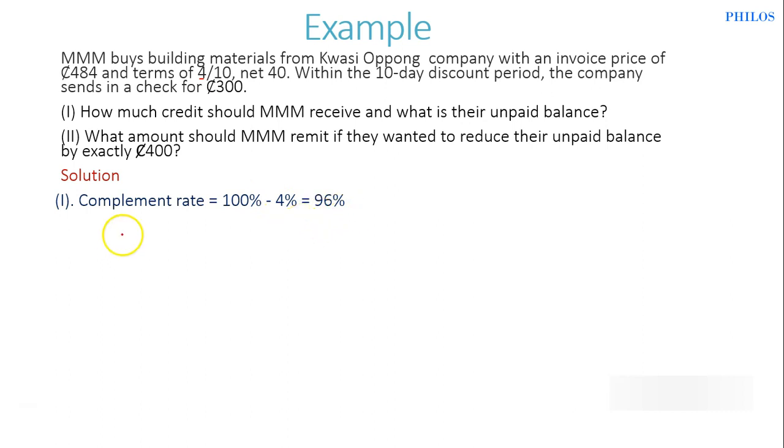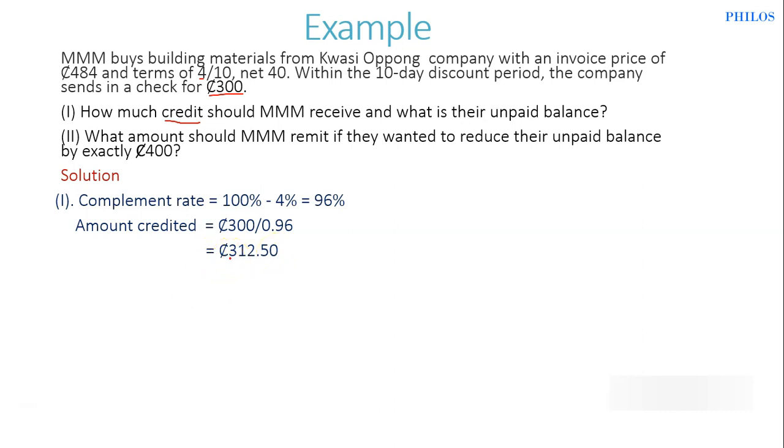Okay. After getting the complement rate, then we can find, the question says, how much credit should MMM receive, so we want to find the amount credited. To get the amount credited, that should be the amount paid, the amount the company sent in, which is the 300 cedis, divided by the complement rate. The part payment that you made divided by the complement rate will give you the amount credited, which is 312 cedis 50 pesewas.